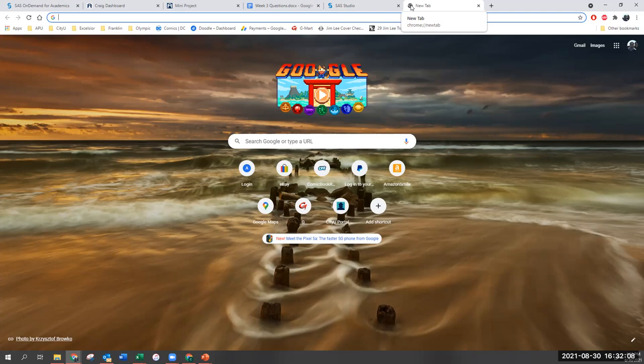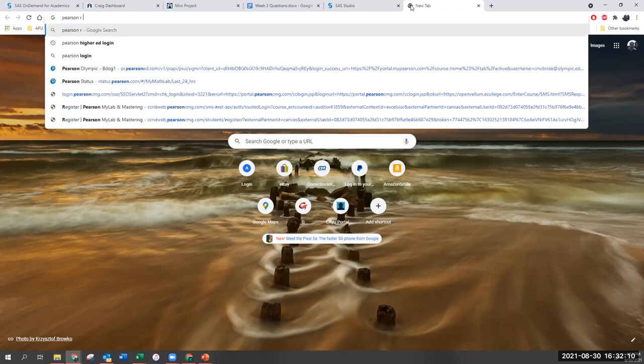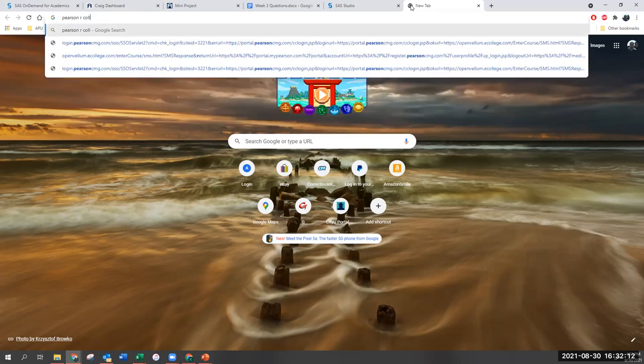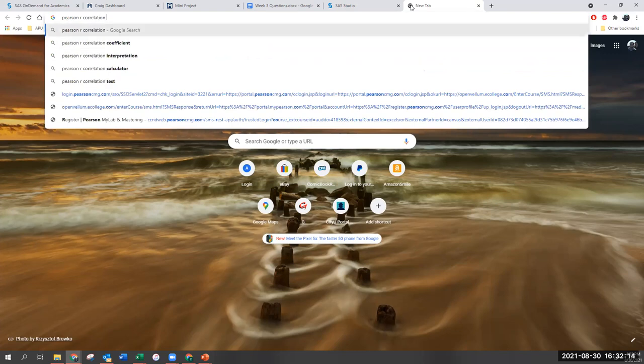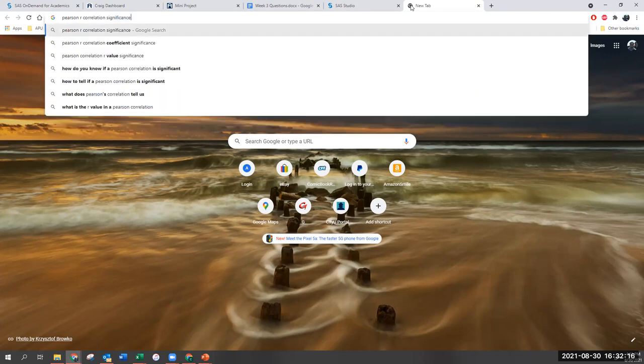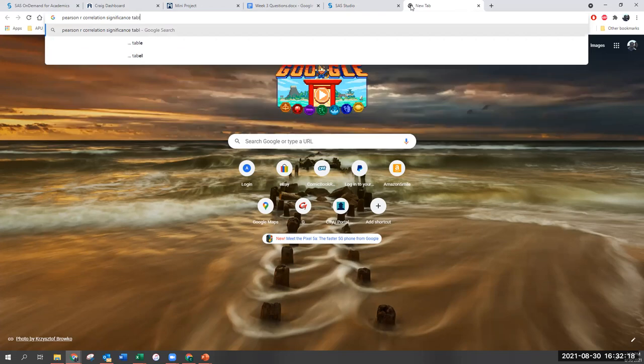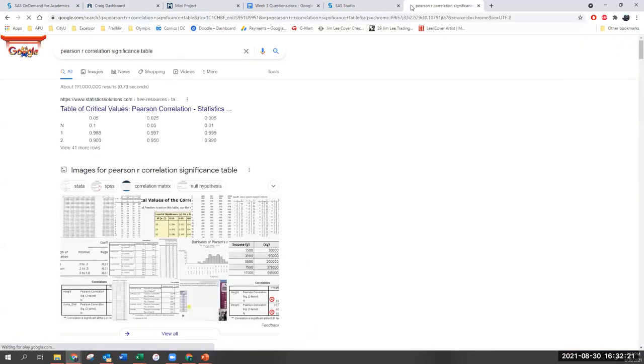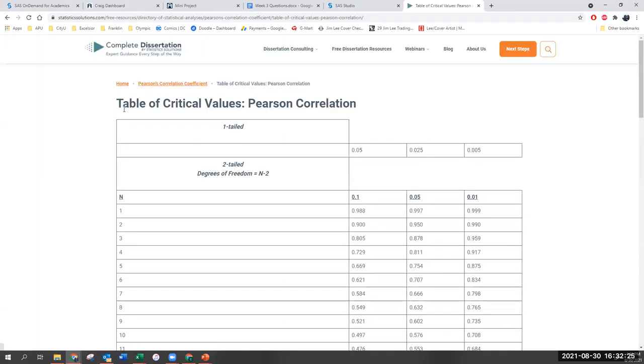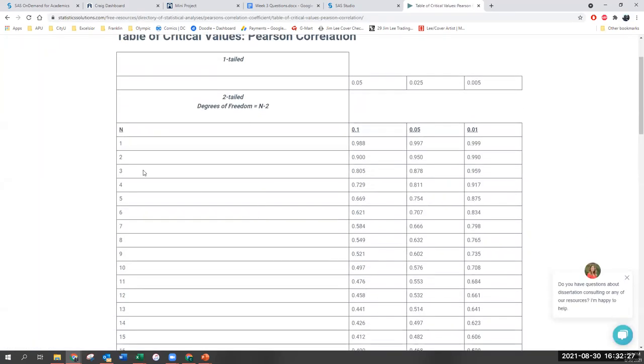And that does come from a table. Correlation significance table. So this is telling you that based on your sample size.